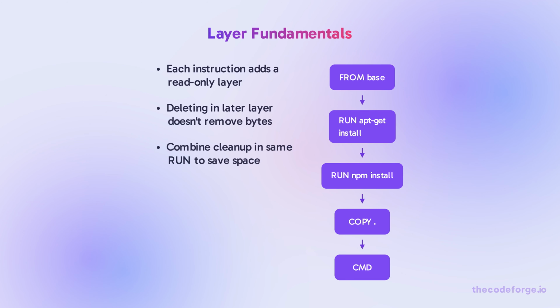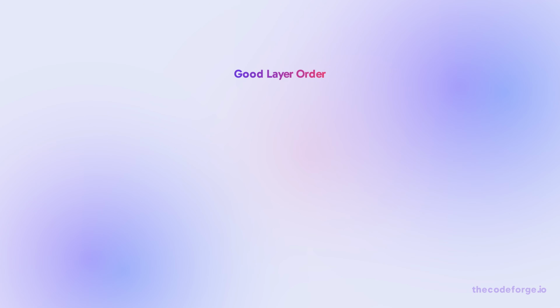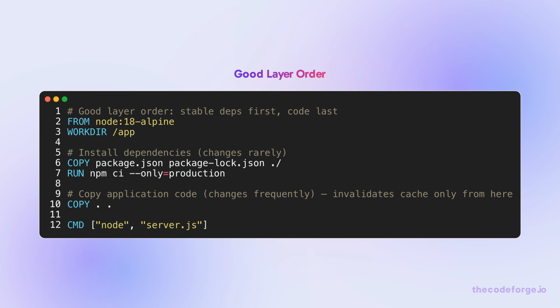Docker layers are like git commits. Deleting a file in a later layer hides it, but doesn't reclaim space. Always clean up in the same run instruction. Order layers by change frequency. Stable dependencies first, then code. This maximizes cache reuse and speeds up builds.